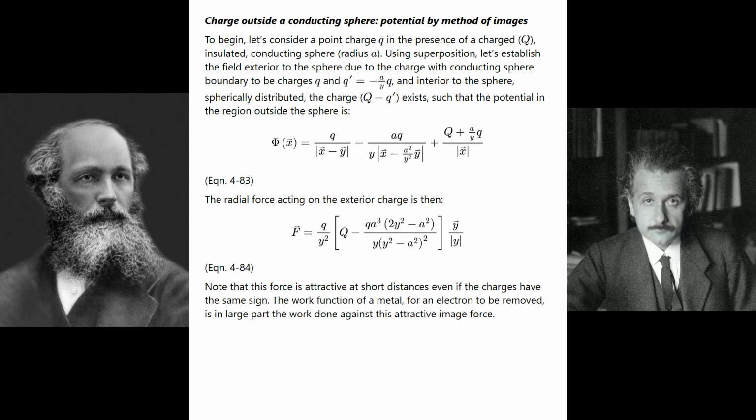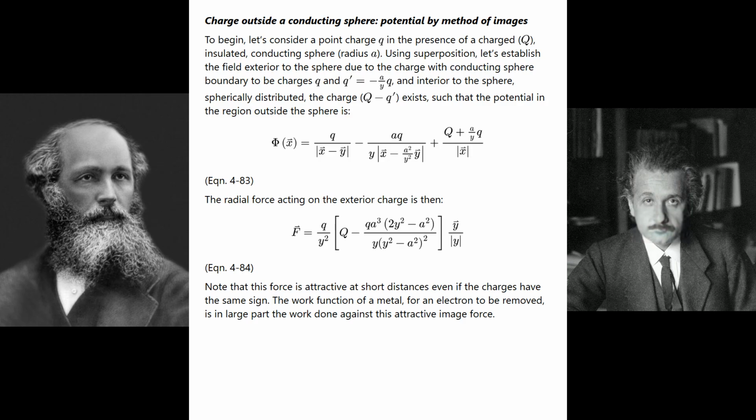Charge outside a conducting sphere, potential by method of images. To begin, let's consider a point charge q in the presence of a charged, insulated, conducting sphere of radius a. Using superposition, let's establish the field exterior to the sphere due to the charge with conducting sphere boundary to be charges q and q prime equals negative a over y times q, and interior to the sphere, spherically distributed, the charge Q minus q prime, exists, such that the potential in the region outside the sphere is equation 4-83. The radial force acting on the exterior charge is then equation 4-84.